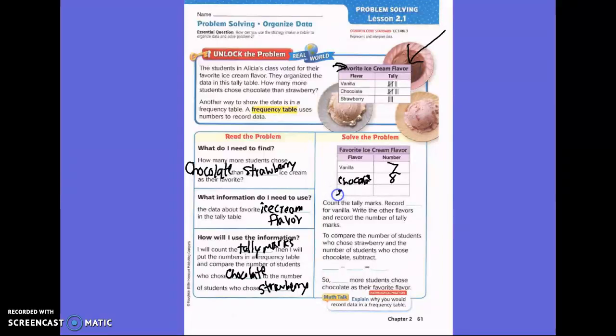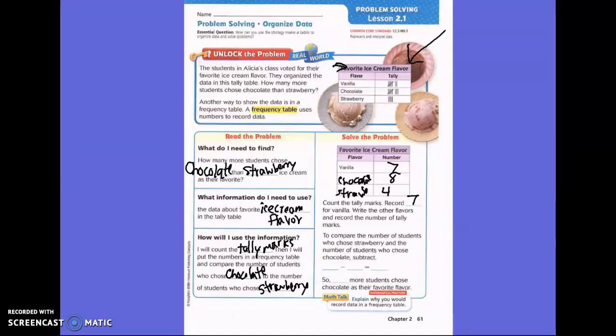And then write in strawberry. And how many does it have? You said strawberry had what? 4. Okay. Now count the tally marks. Record blank for vanilla. How much did vanilla have? 7. We already kind of did this step. I went ahead. And then write the other 2 flavors, which we did.